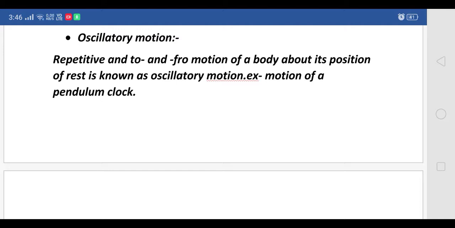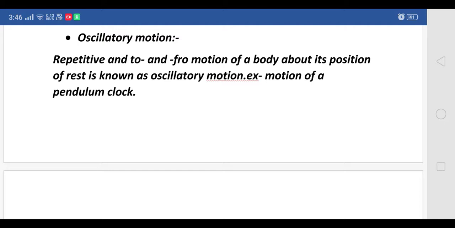Oscillatory motion is the motion of an object in to and fro position. As I have given you the example of swing, the motion of swing is to and fro, आगे और पीछे, to and fro motion. That is oscillatory motion. Similarly, I have given you the example of bell. Temple bell, the motion of the bell is in to and fro motion. The motion is called oscillatory motion.